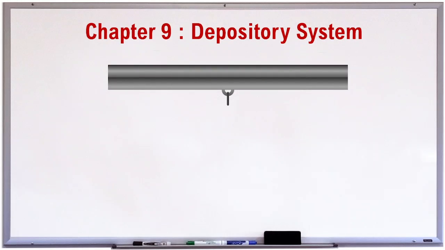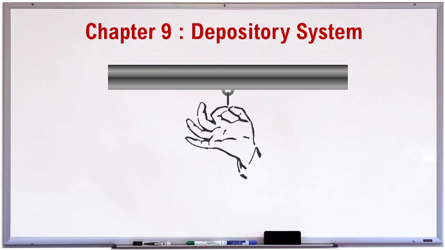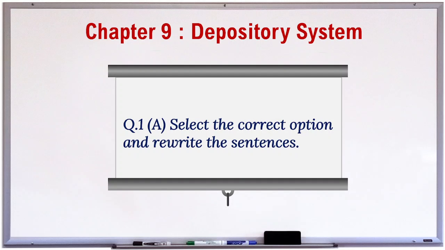Chapter 9. Depository System. Question 1. A. Select the correct option, and rewrite the sentences.